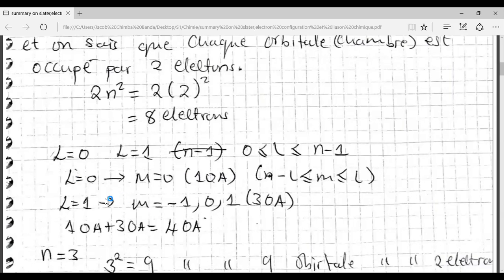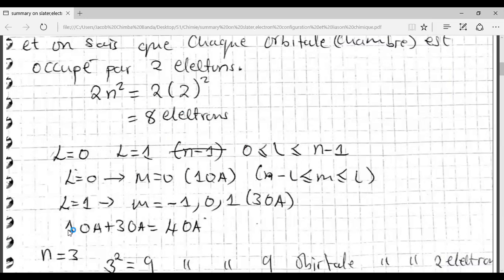And L is equal to 1, M, we said we're moving, for us to calculate, from negative L to positive L. So it will be negative 1, 0, 1, which will be 3 orbitals. So there's 1 for M is equal to 0, which has 1 orbital, which occupies 2 electrons. Then for L is equal to 1, which has 3 orbitals, which occupies how many electrons? 6 electrons. And when you add, it will lead us to 8.